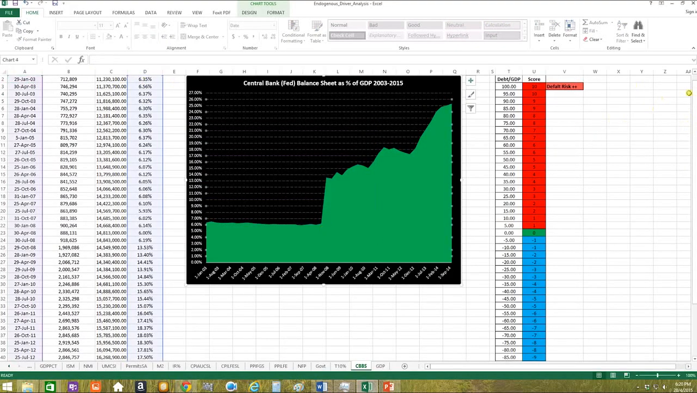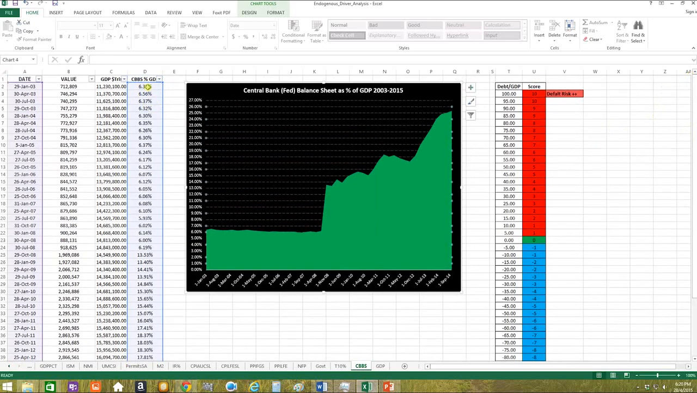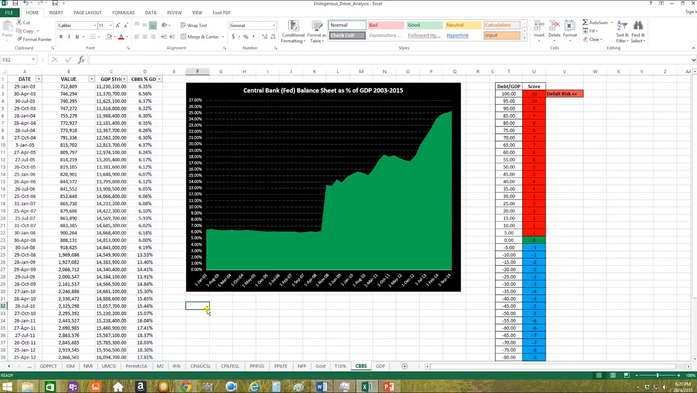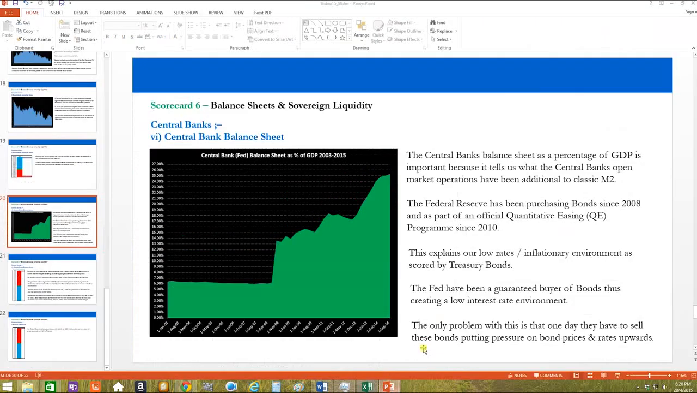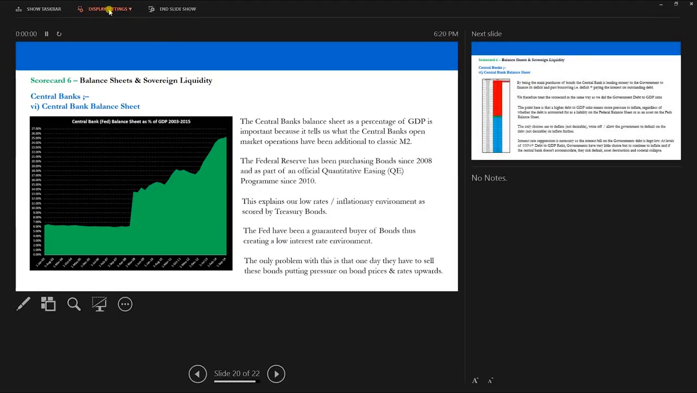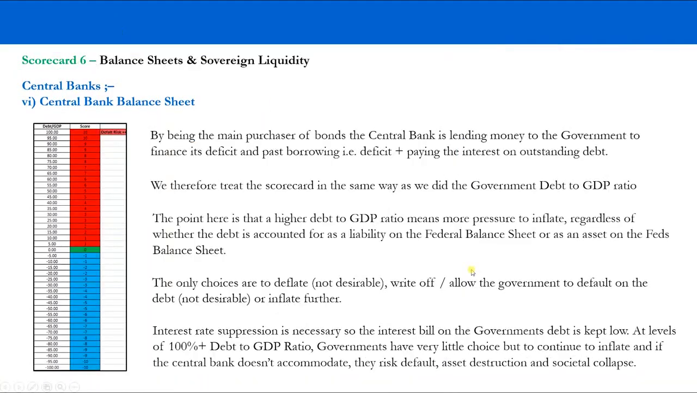So we're referencing the percentage column here, so the central bank balance sheet as a percentage of GDP, and on the bottom axis, the date. And as you can see, there's been a big increase since 2008, since the financial crisis, and that's due to the Fed's quantitative easing programs. If we go back to the presentation, we can see and understand how the scorecard has been built.